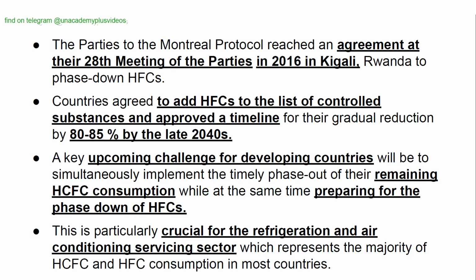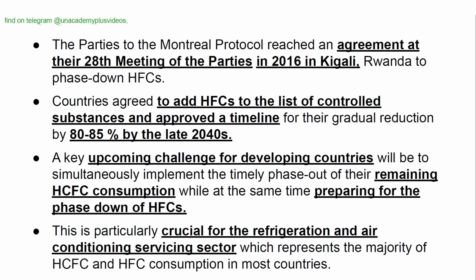The parties to the Montreal Protocol reached an agreement at their 28th meeting of the parties in 2016 in Kigali, Rwanda, to phase down HFCs. Countries agreed to add HFCs to the list of controlled substances and approved a timeline for their gradual reduction by 80 to 85% by the late 2040s. A key upcoming challenge for developing countries will be to simultaneously implement the timely phase out of their remaining HCFC consumption while at the same time preparing for the phase down of HFCs.